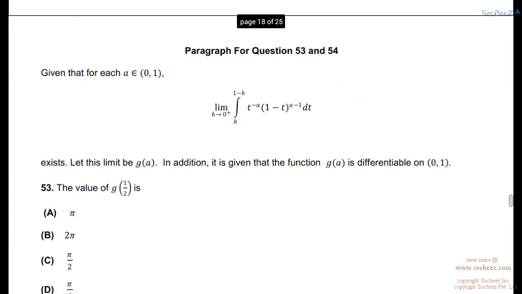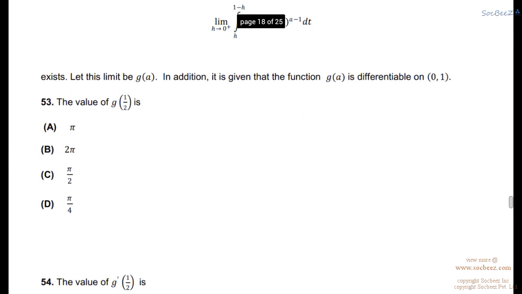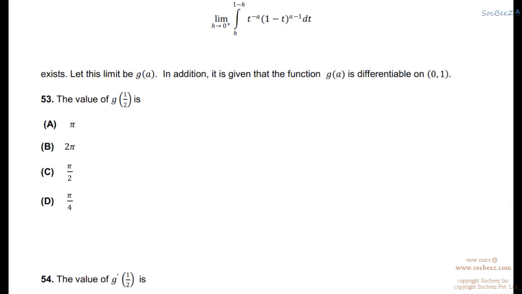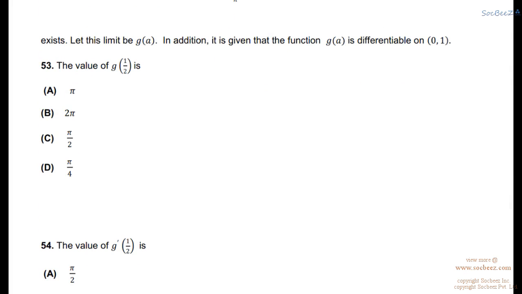Okay, so let's see another paragraph. The paragraph says, given that for each a belonging to (0, 1), not included, the limit as h tends to 0 positive of the integral from h to 1 minus h of t raised to the power minus a into (1 minus t) raised to the power a minus 1 dt exists. Let this limit be g(a). In addition, it is given that the function g(a) is differentiable on (0, 1). The value of g(1/2) is, they are asking us the value of g(1/2). So let's see what is question number 53 actually.